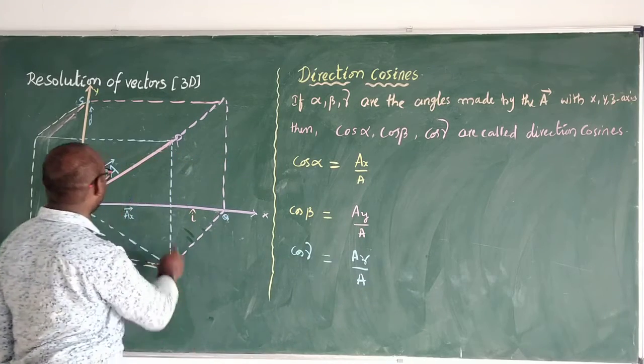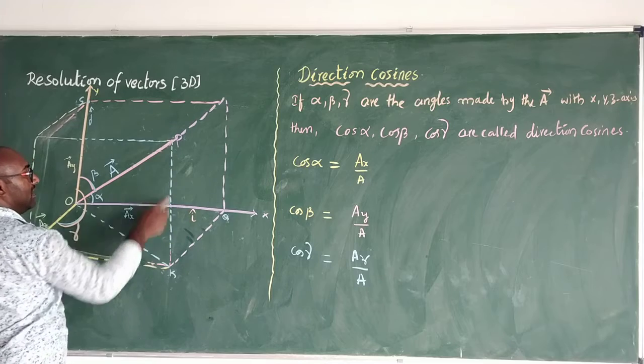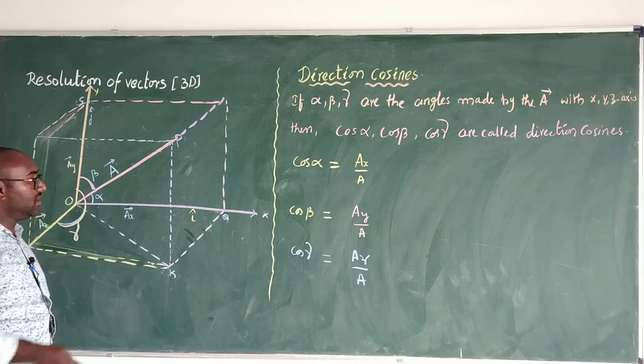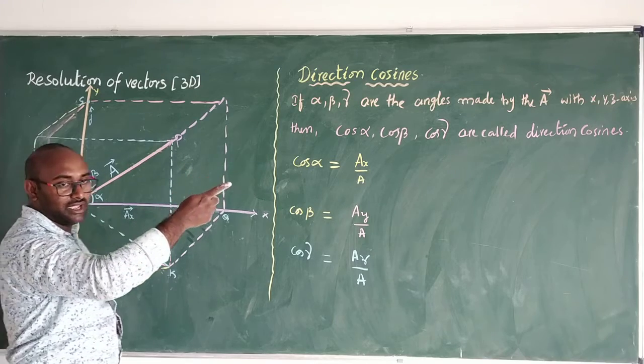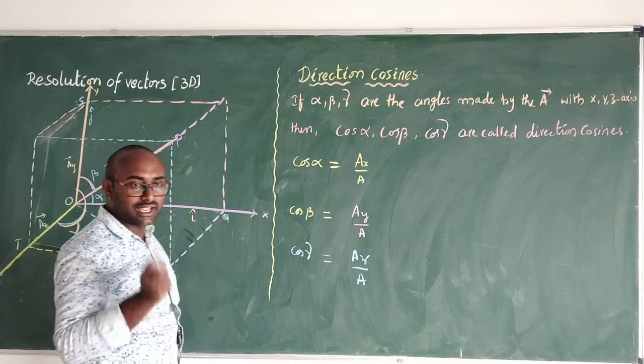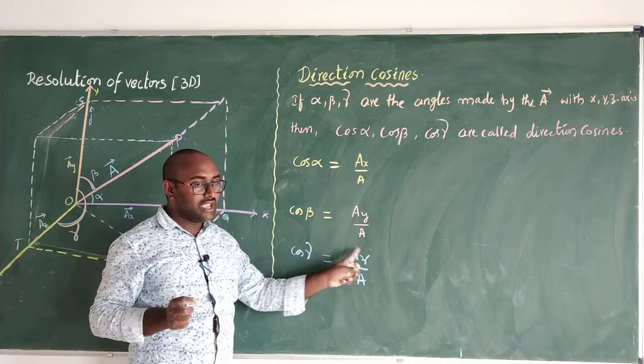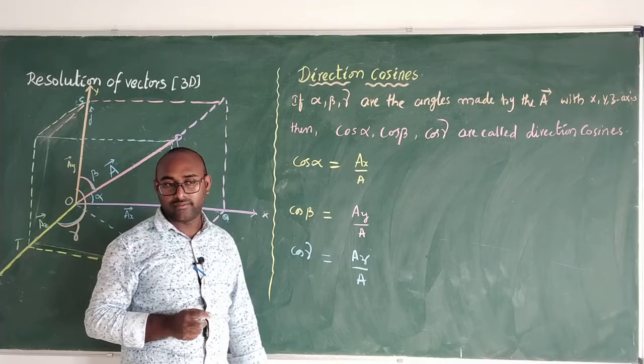Why? Because if you imagine that this is a right angle triangle, previously we derived that cos theta is equal to adjacent by hypotenuse. So in that case, we get cos alpha is equal to Ax by A, cos beta is equal to Ay by A, cos gamma is equal to Az by A.